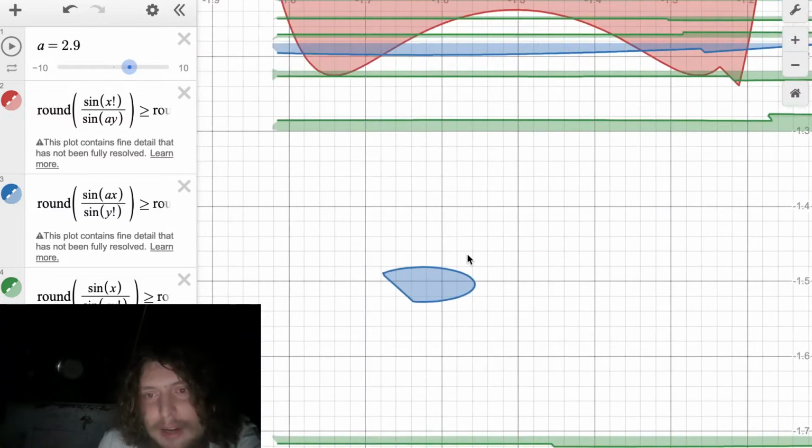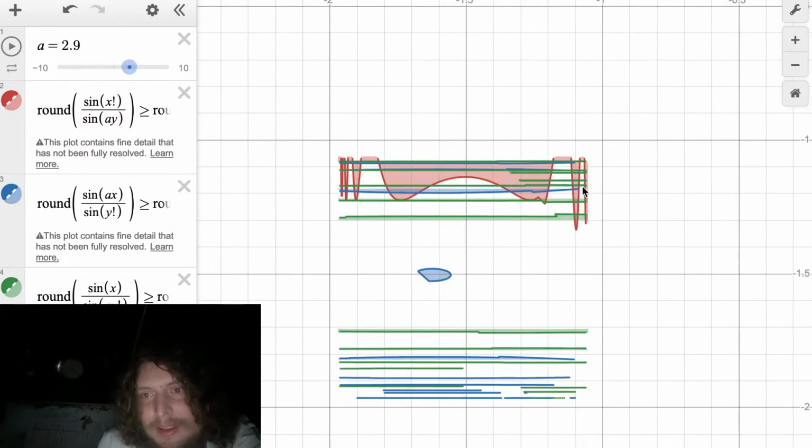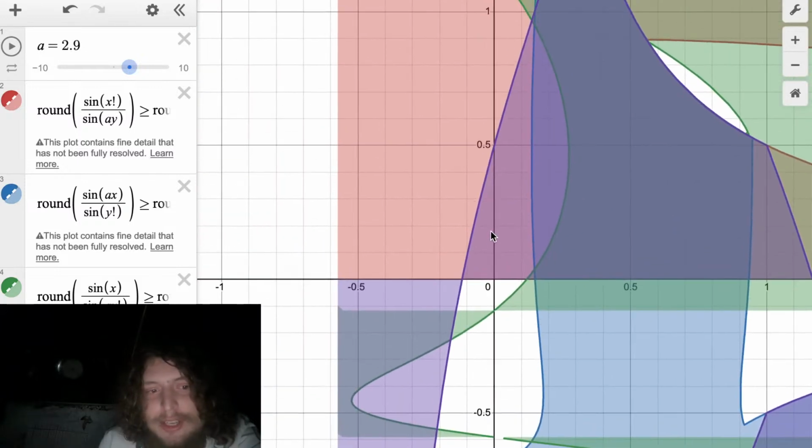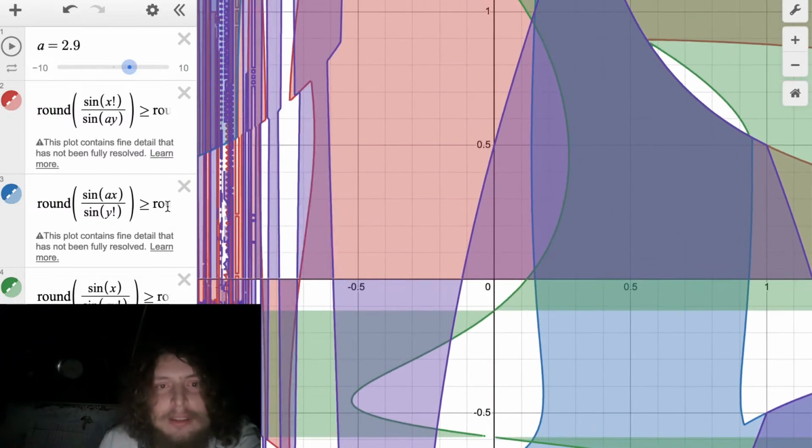So, here we get a little random blip hanging out right there. Get some waves and stuff. And this is just when A is 2.9. And just when the equations are right here. Let's try flipping these around a bit.